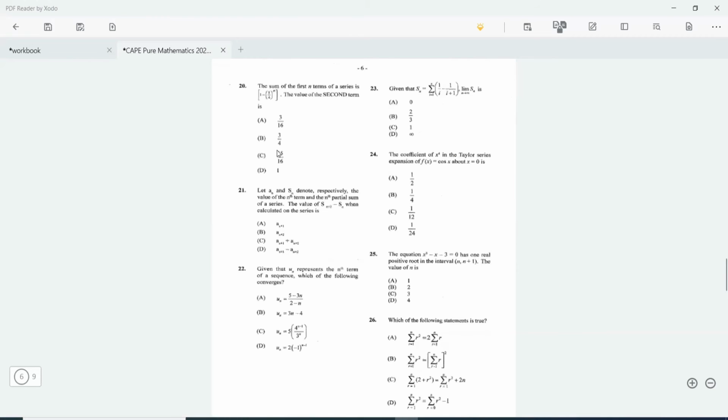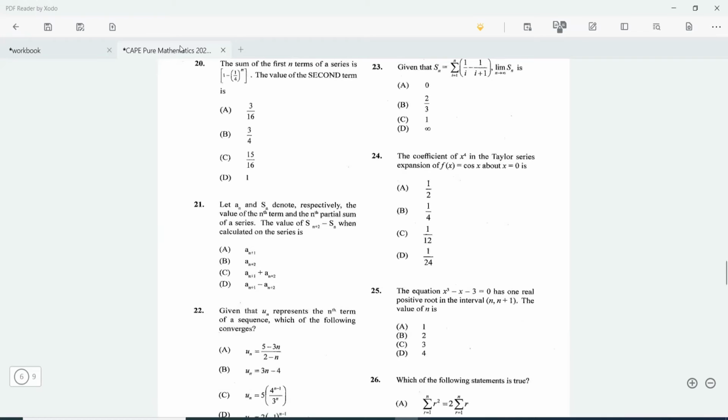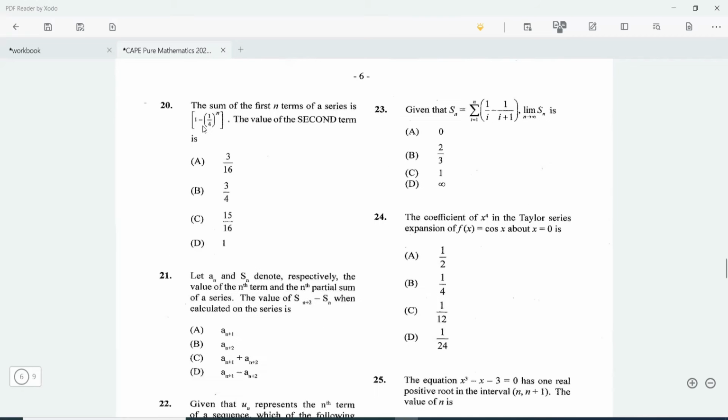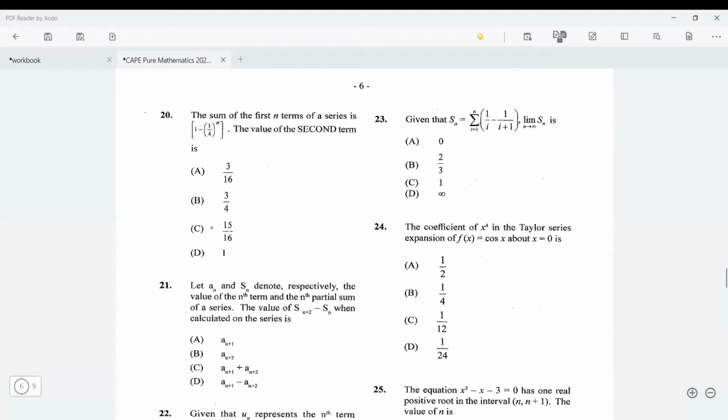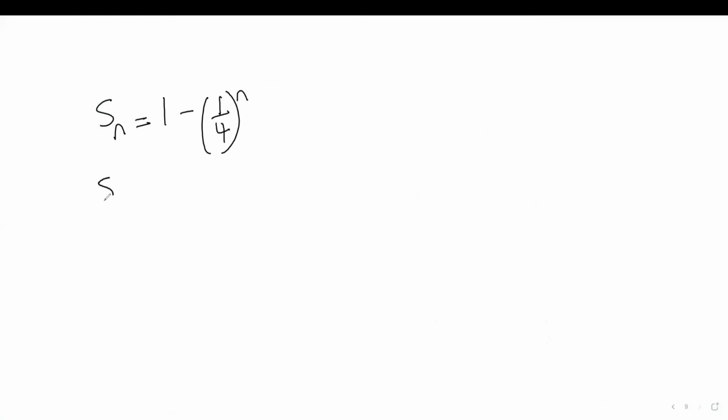All right. Question 20 says, find the sum of the first n terms of the series, 1 minus a quarter to the n, and then find the value of the second term. So first, they told us that Sn is equal to 1 minus a quarter raised to the n. Okay, so find the second term. The sum of the first term is 1 minus a quarter. So S1 is 3/4. So that means the first term is 3/4.